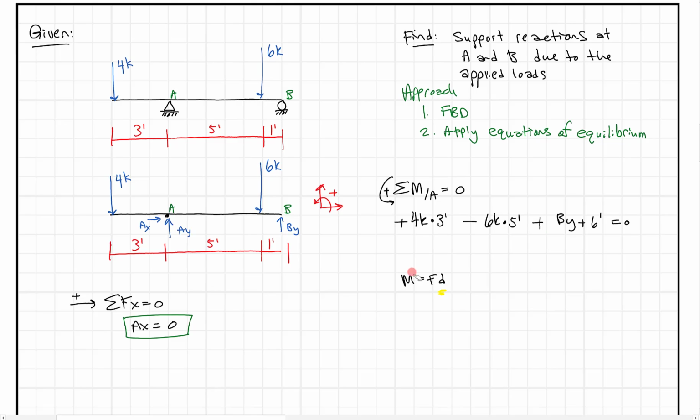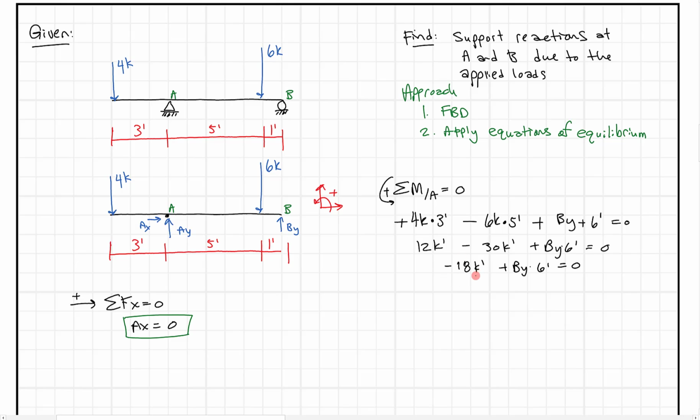So I'm just going to make myself a little bit of room here. 4 times 3 is 12 kip feet, minus 6 times 5 is 30 kip feet, plus BY times 6 feet equals 0. So what do we get? We get 12 kip feet minus 30 kip feet. So I believe that's minus 18 kip feet plus BY times 6 feet equals 0.